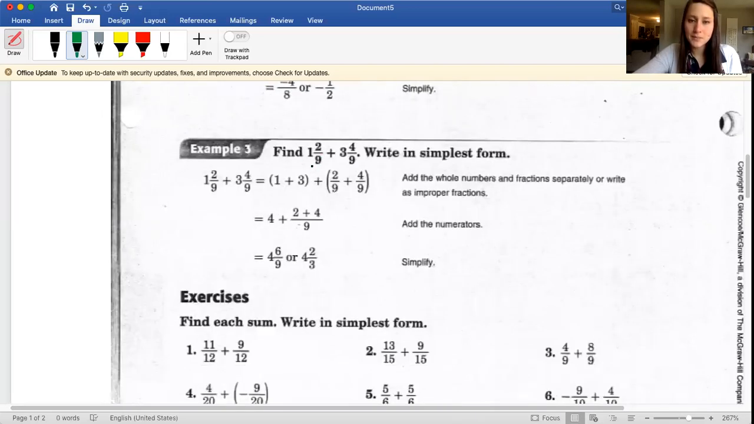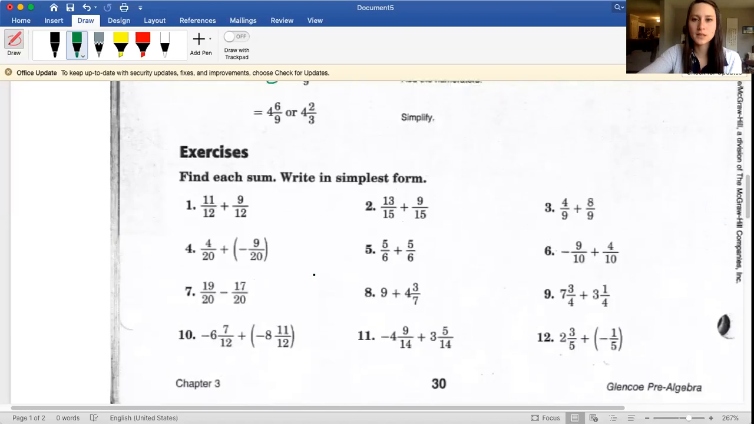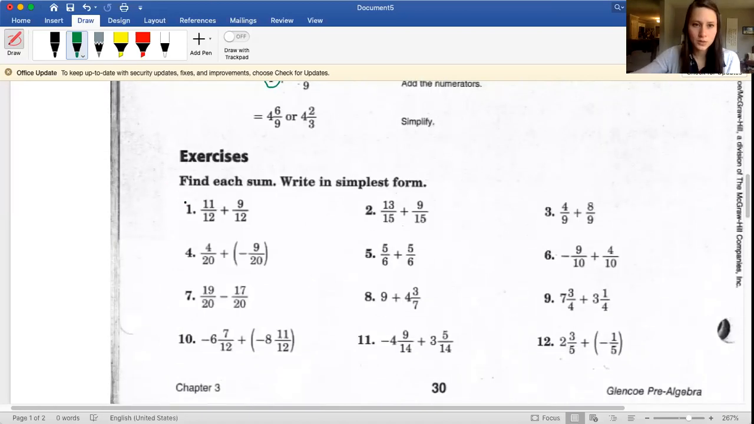Example 3 is looking at mixed numbers and adding those. The nice thing with adding mixed numbers is that you can just add the wholes separately and then bring them back into your fraction. So you could do 1 plus 3, and that would be 4 wholes. And then you have 2 plus 4, so add your numerators, 2 plus 4 over 9. And then that would be 6 over 9. And you could simplify this as 2/3, and so your answer would be 4 2/3. So let's do a few of these. I'm going to pick out just a few. Maybe we'll do this column here: 1, 4, 7, and 10.